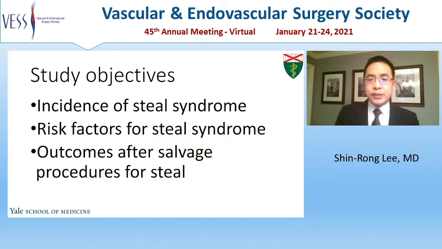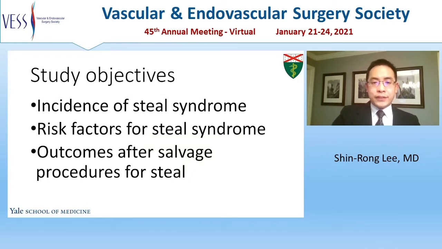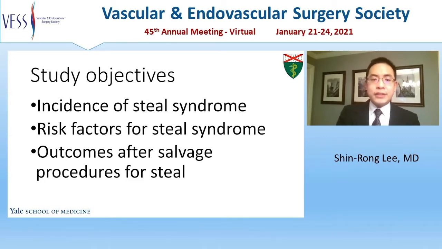Existing studies on steal syndrome have been limited by small case numbers. This study takes advantage of the National Vascular Quality Initiative dataset to determine the incidence and risk factors for steal syndrome and examine access outcomes after procedures used to treat steal.